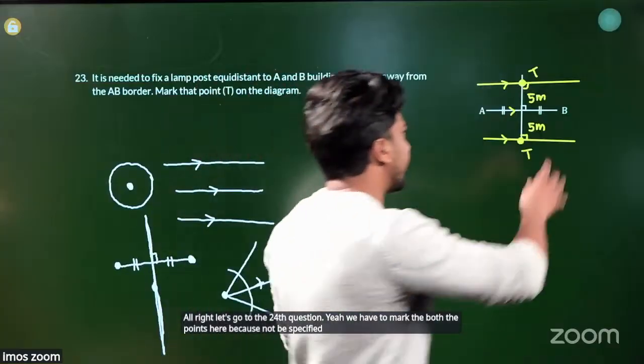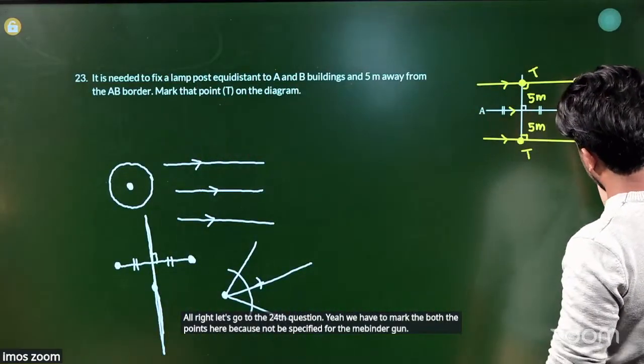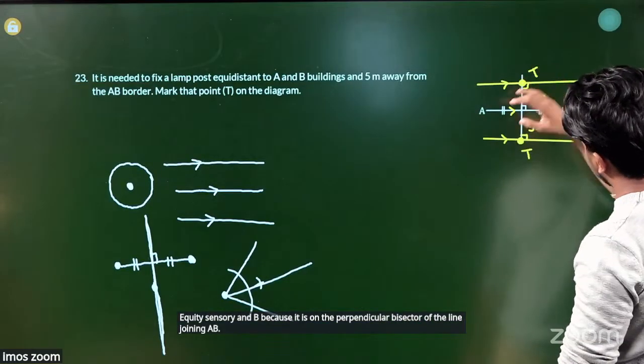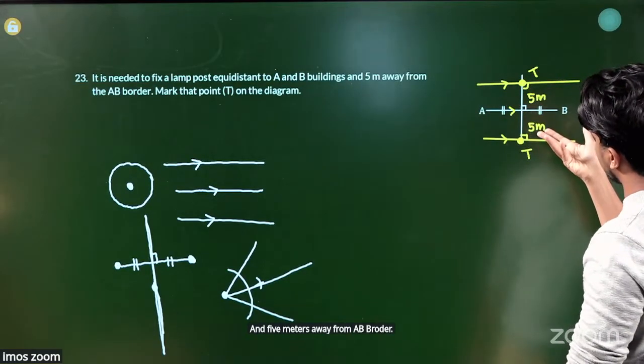Now take this point. Equidistance to A and B because it is on the perpendicular bisector of the line joining AB and 5 meters away from AB border. This point is also the same. Not specified.